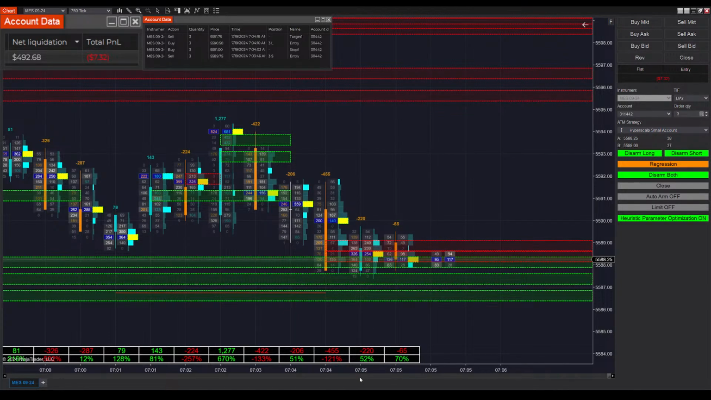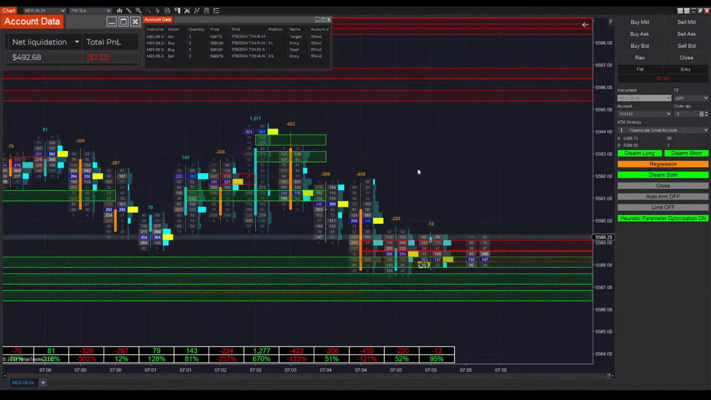You can see that we had a divergence at 705 that's going to be really confirming our regression mode selection.